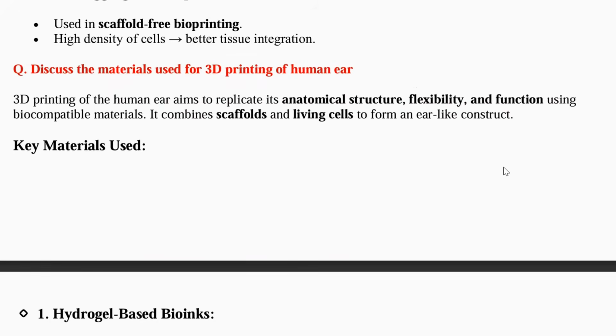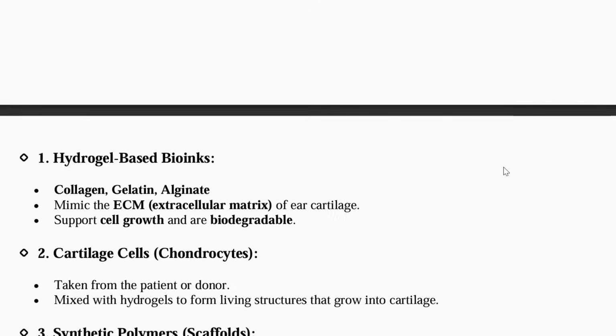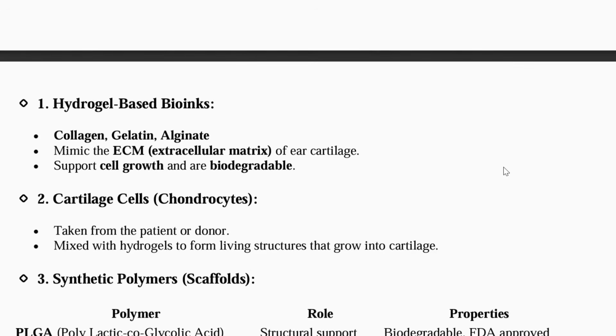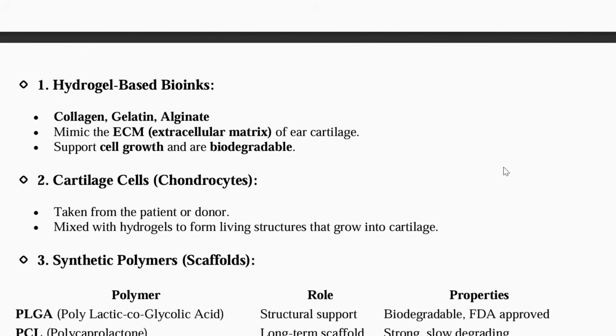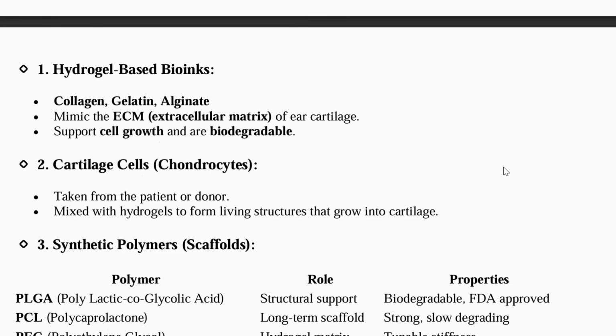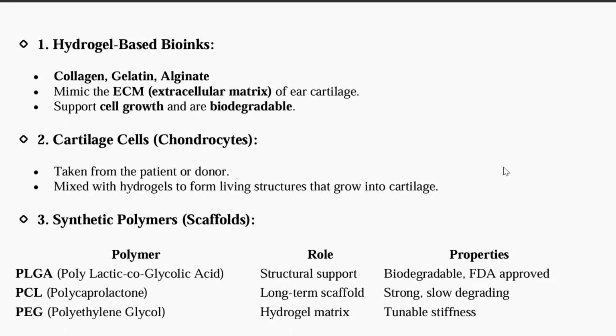So 3D printing of human ear, it replicates the anatomical structure, flexibility, and the function using the biocompatible material. It combines the scaffolds and the living cells to form an ear-like construct. Material we use is hydrogel-based bioink, that is collagen, gelatin, and alginate. It mimics the ECM of our ear cartilage. It supports the cell growth and is biodegradable.